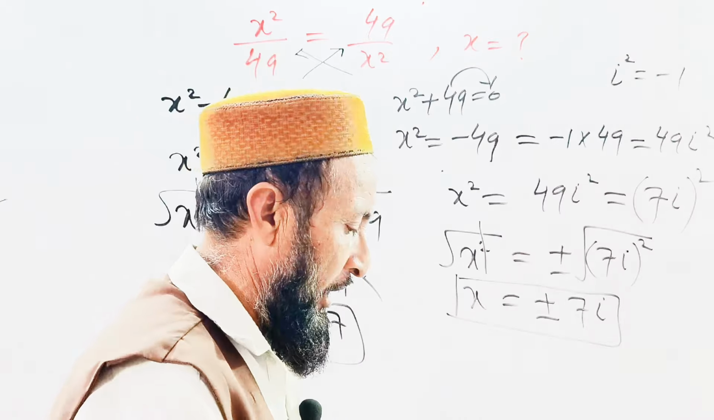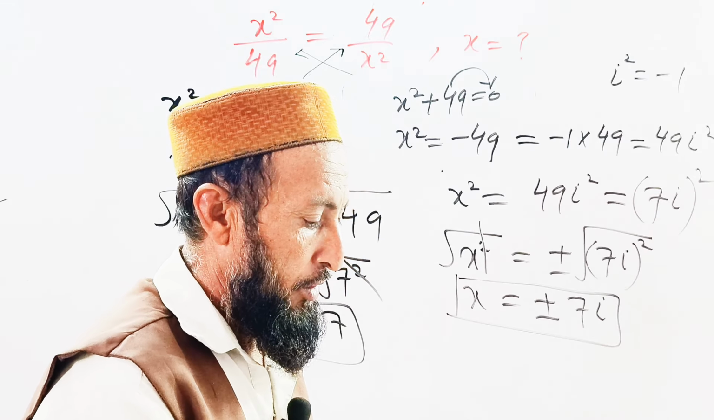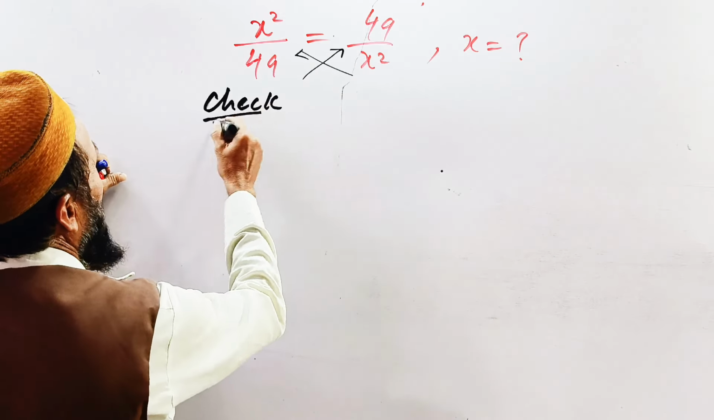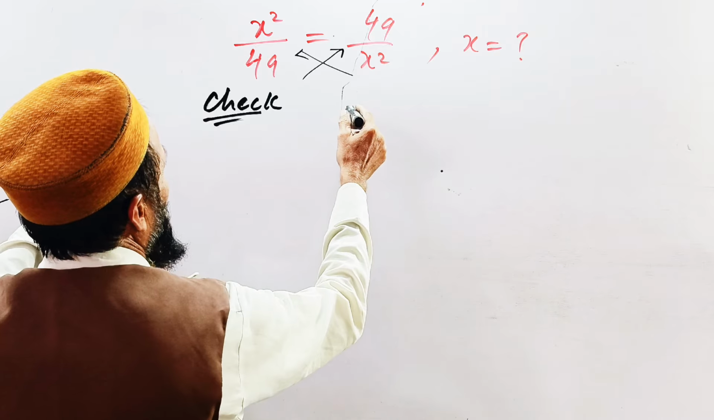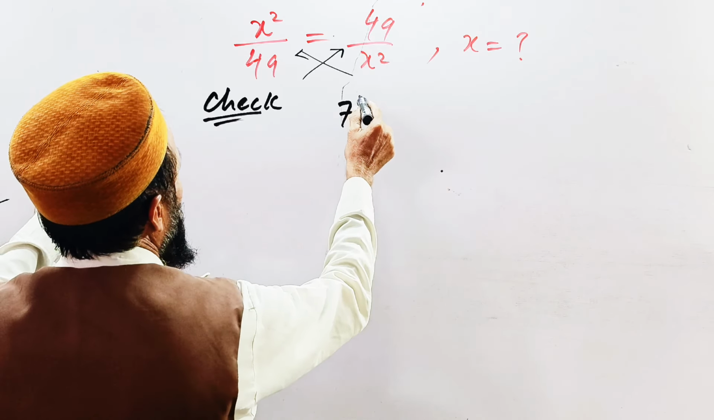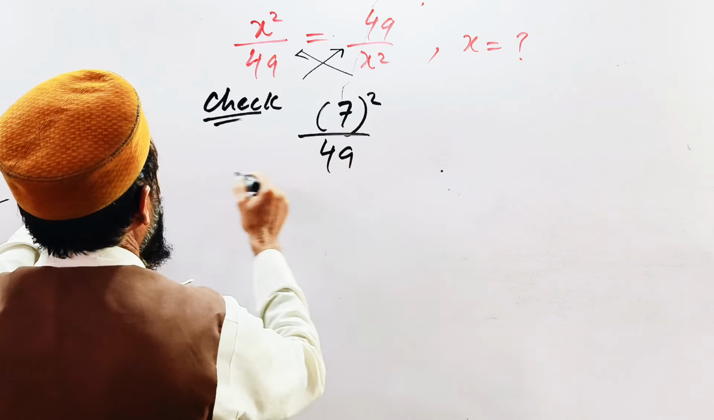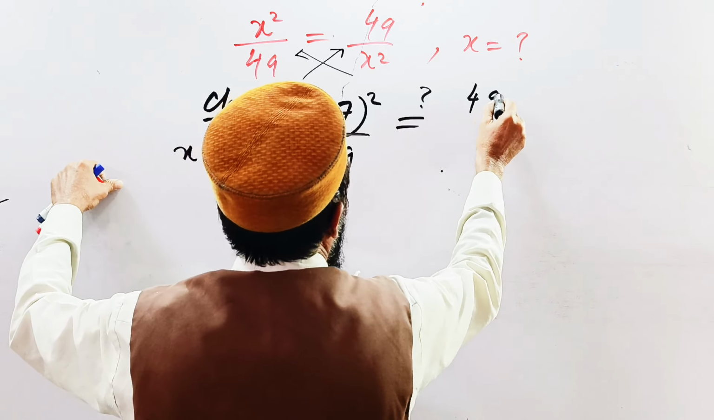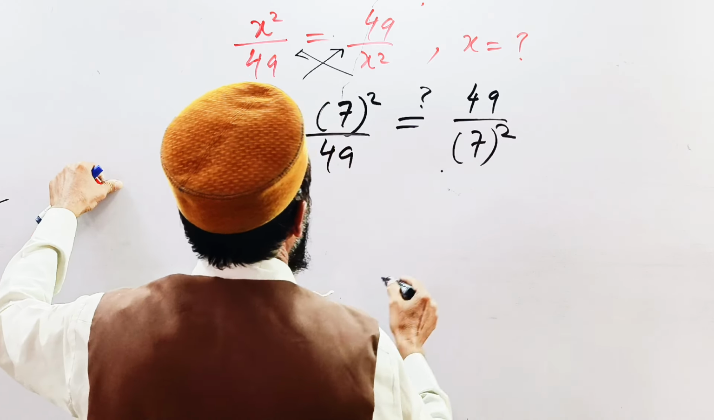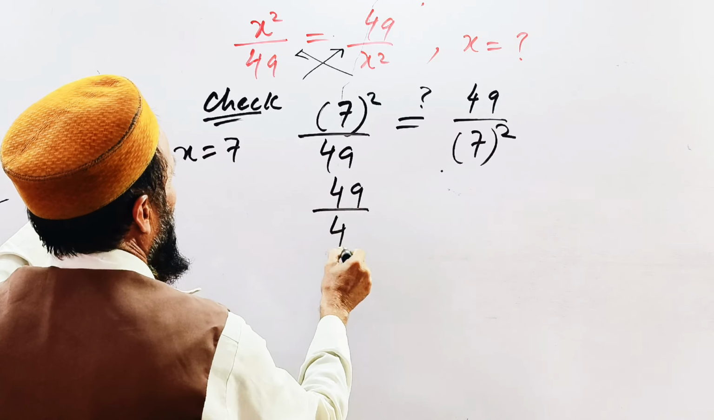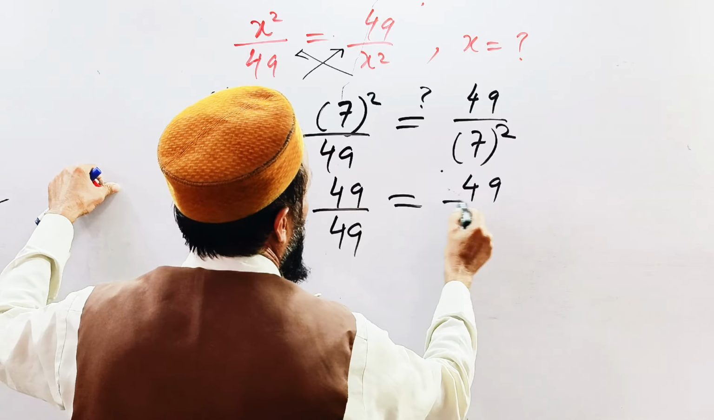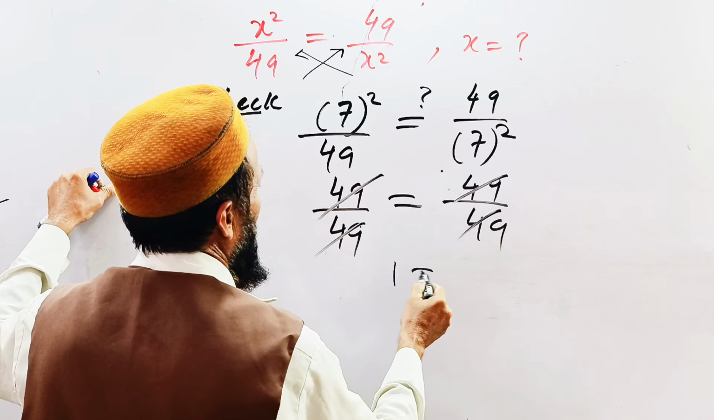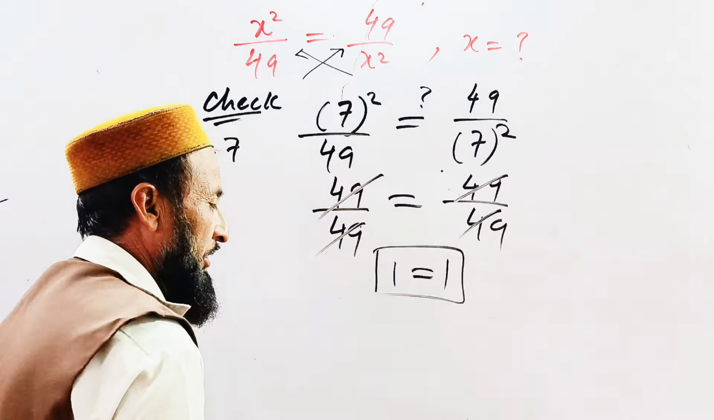If you want to check the results, let's see what will happen. In place of x square we put 7 square divided by 49, where x is equal to 7. We check: is it 49 divided by 7 square? Now 49 divided by 49 is equal to 49 divided by 49. Both are the same, so both cancel each other. We get 1 is equal to 1. So our solution is correct.